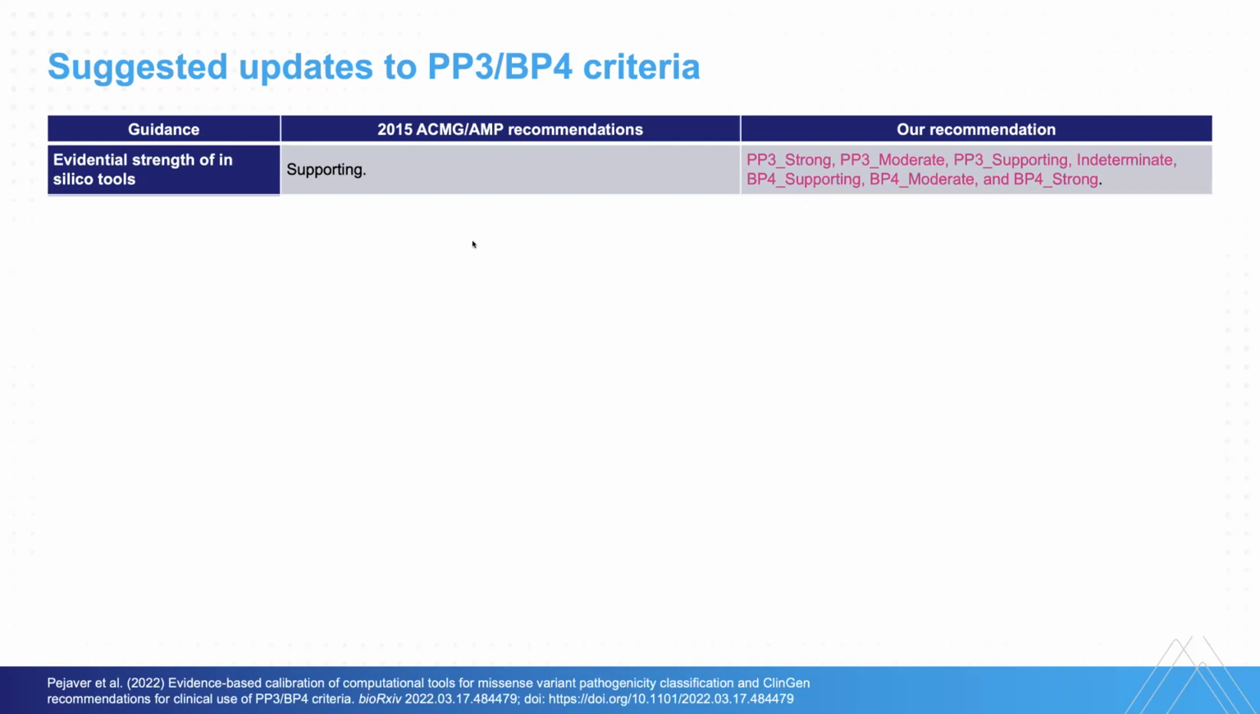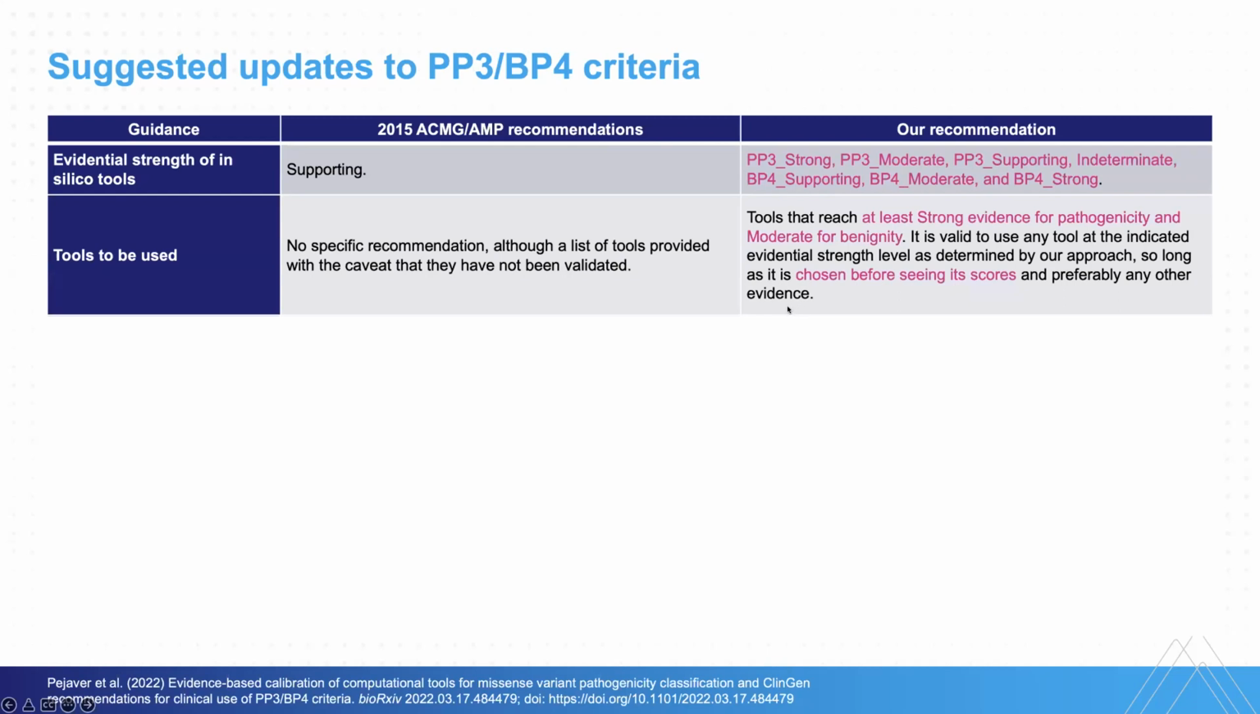In general, as I mentioned, computational methods were considered to be supporting evidence. We think that they can provide more than supporting evidence, provided they're used at the appropriate thresholds. We have to make shifts from the default. There were no specific recommendations for which tools to use. We recommend that tools that reach at least strong evidence for pathogenicity and moderate for benignity be used. Of course, our recommendations are based on this trade-off between false positive classifications and evidential strength. It is valid to use any tool as long as it is used at the evidence strength indicated, and it should be chosen before seeing scores and preferably any other evidence. You want to make sure that you're not biased by the outputs of those tools before you choose the tool.